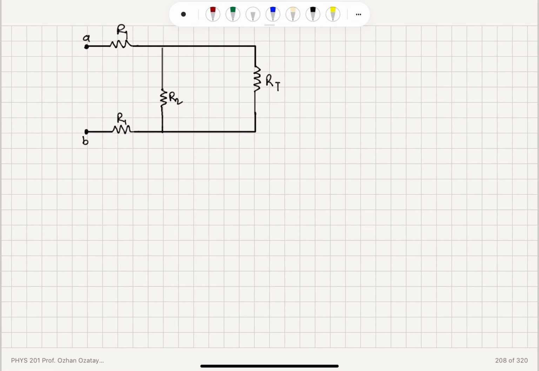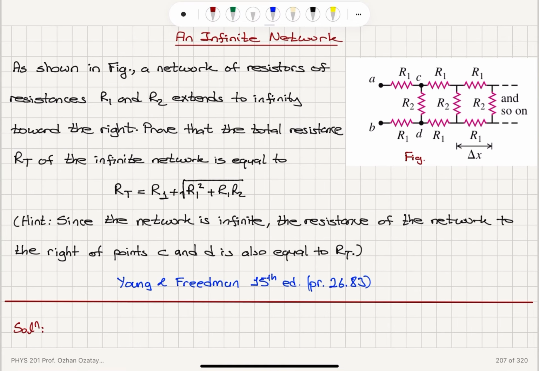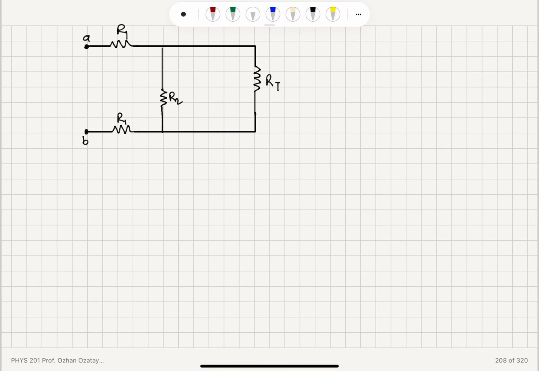So that means we have A, B here, C and D at these points, and then we have exactly the same thing giving us the resistance we are after, that is RT. Okay, now you can see that RT is in parallel connection with R2, so the equivalent resistance of RT and R2 is R2 RT divided by R2 plus RT, two resistors connected in parallel.